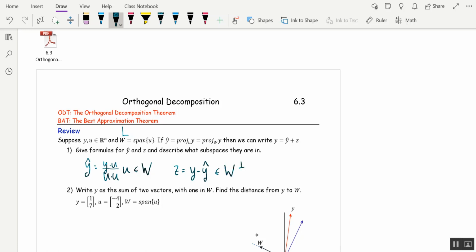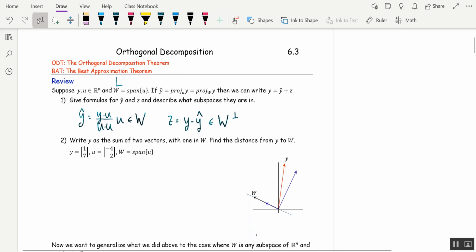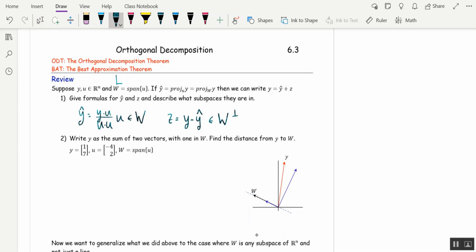So for example, let's do this problem here. Here we've got y and u, and W is the span of u. Write y as the sum of two vectors with one in W, and then find the distance from y to W. So first we want y hat. Y hat is y dot u over u dot u, u, which is 10, and u dot u is 16 plus 4, which is 20, and that's times u.